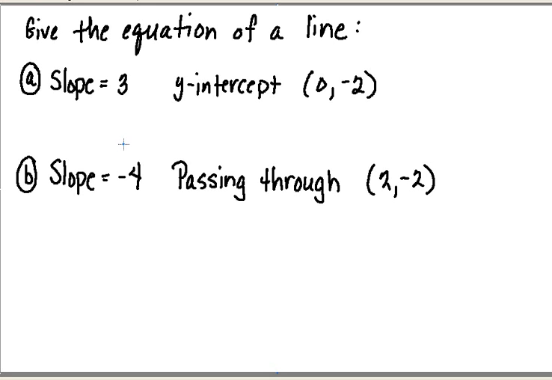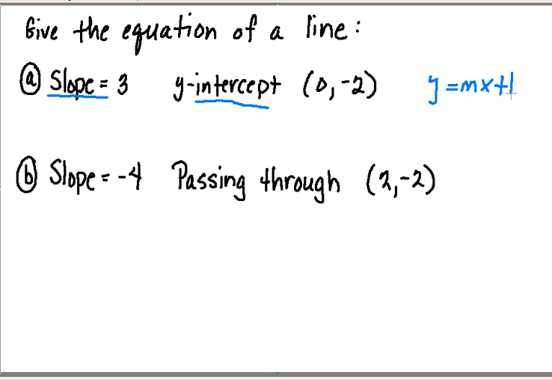Hi, this video will talk about how to write an equation of a line under different circumstances. Alright, so the first circumstance is we're given the slope and the y-intercept. So what does that suggest to you? That perhaps we use the slope-intercept form of a line, which is y equals mx plus b.